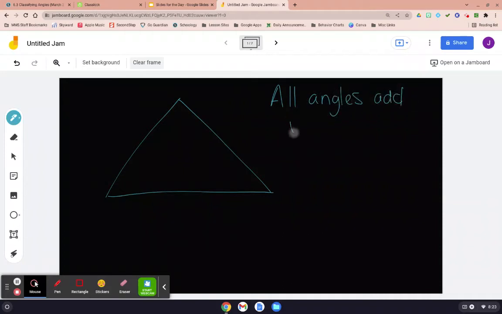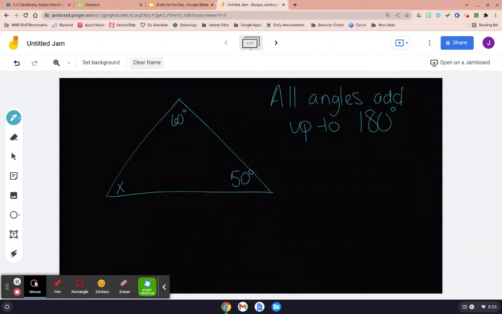All right, the next thing we are going to review, if I have a triangle, we know that all angles add up to 180 degrees. So if you were told that this angle is 60 degrees, this angle is 50 degrees, and we want to find what this third angle is.